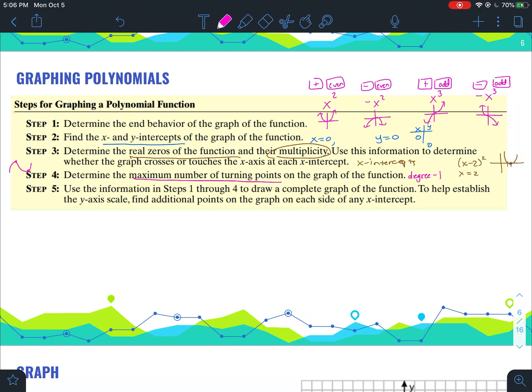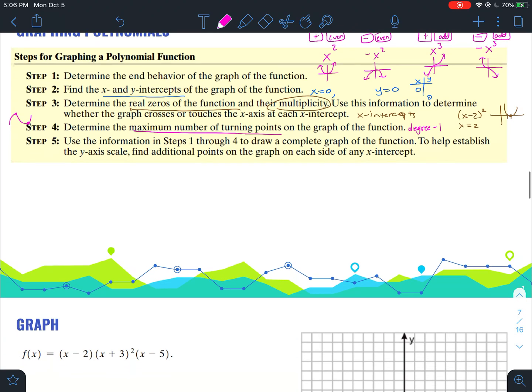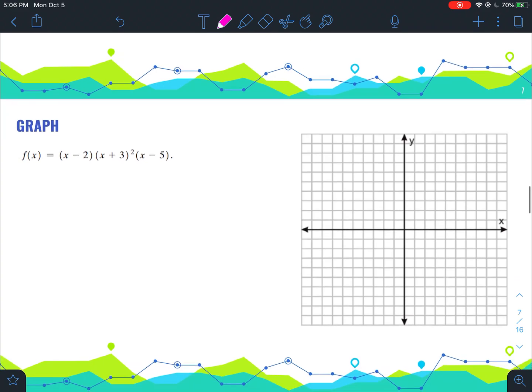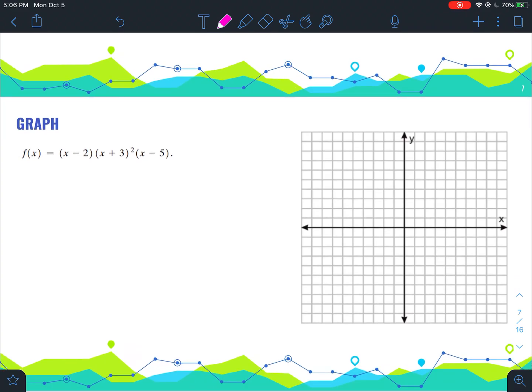And then you are going to want to use those steps to try and sketch a graph of your polynomial function. So determine the end behavior, find any x and y intercepts, find the multiplicity of the x-intercepts or your zeros, and then talk about how many turning points the graph could have based on its degree. So let's look at an example.